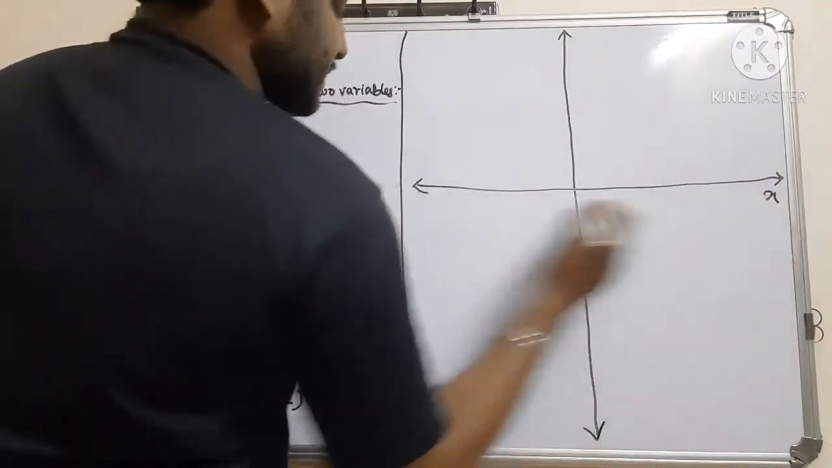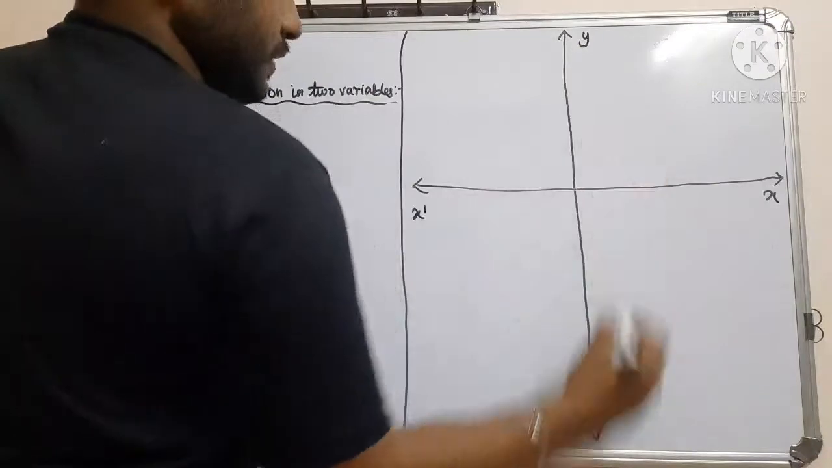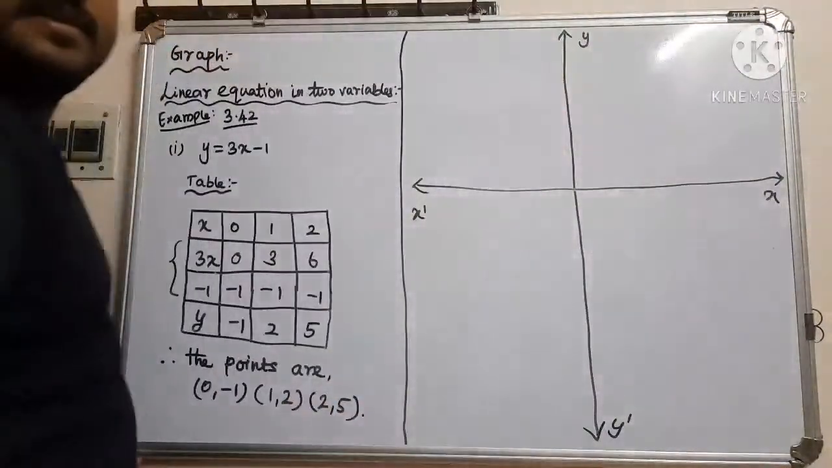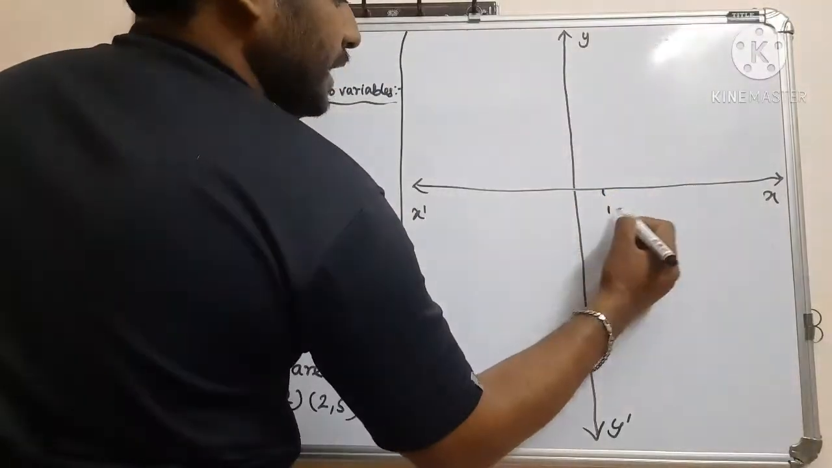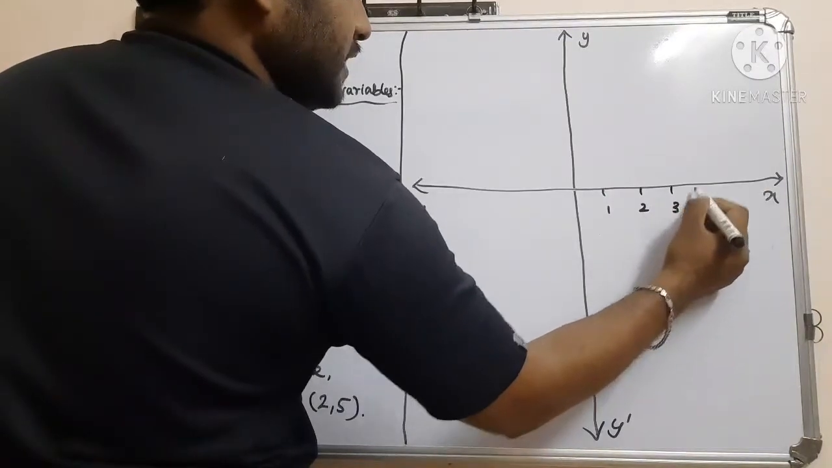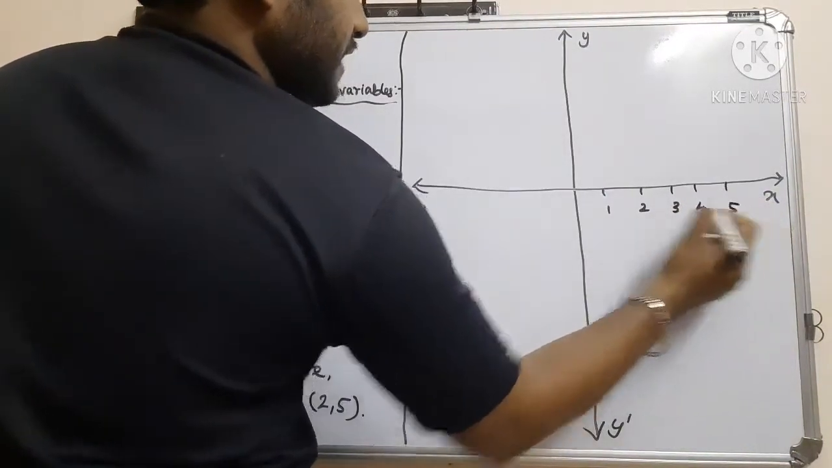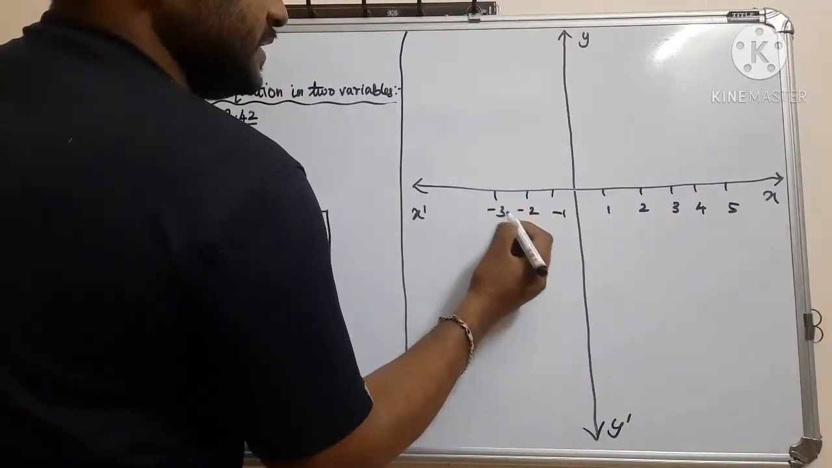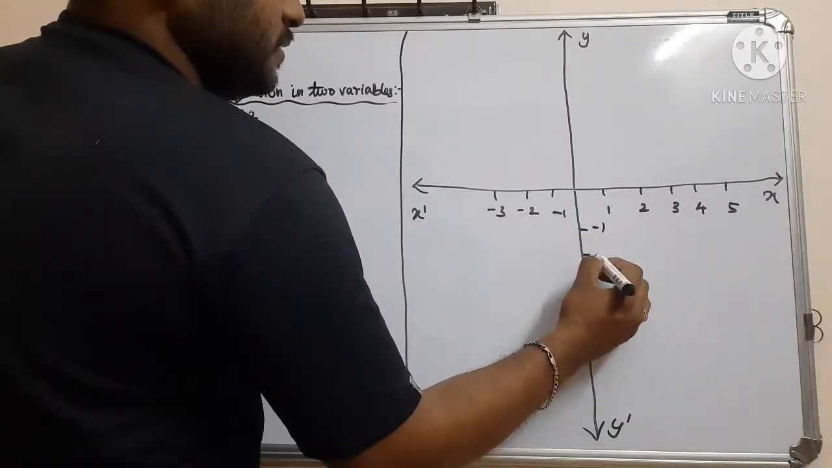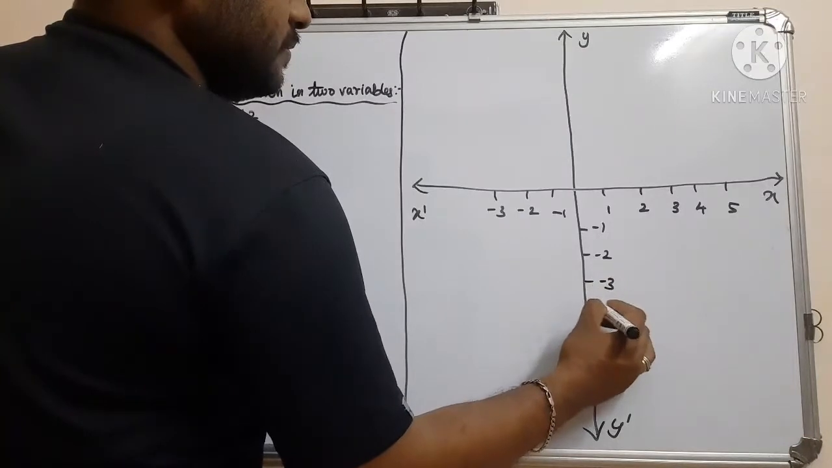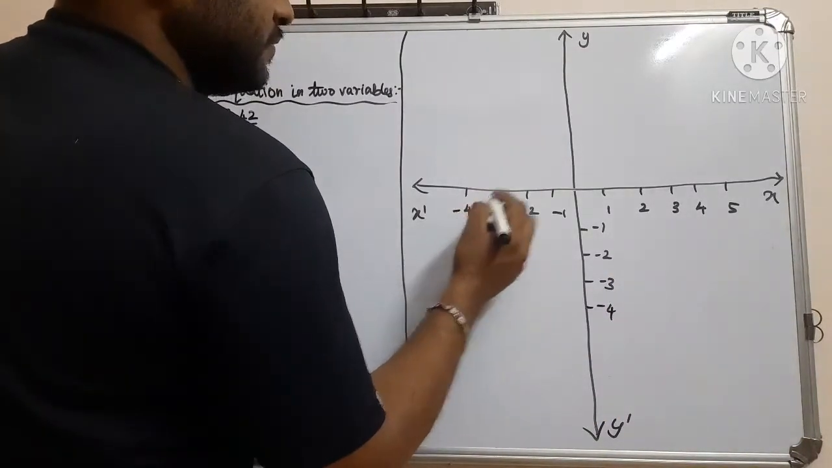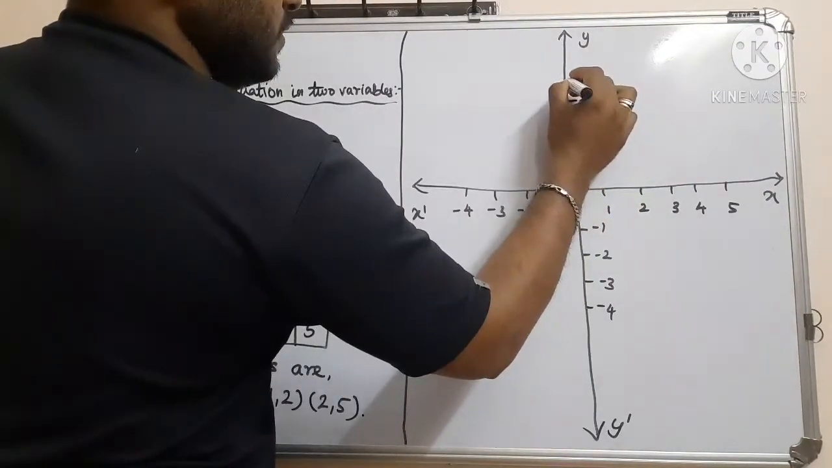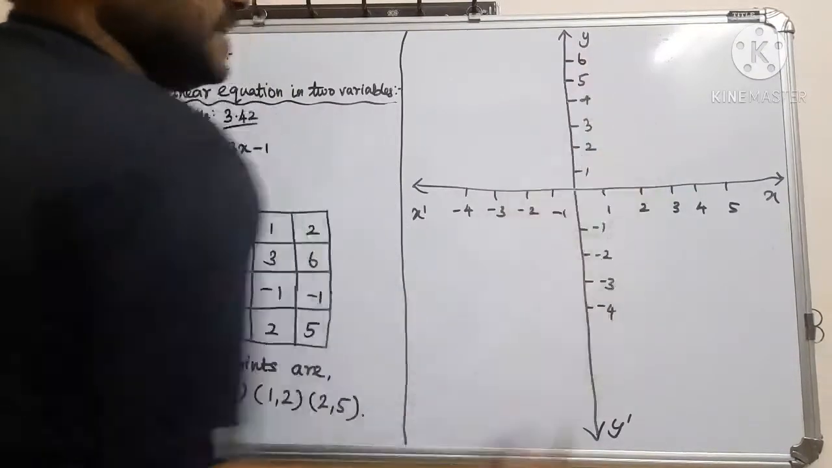So this is x, x dash, y, y dash. This is very important. You have to write the axis and then you have to write the points. 1, 2, 3, 4, 5. Minus 1, minus 2, minus 3. Minus 1, minus 2, minus 3, minus 4. 1, 2, 3, 4, 5, 6.